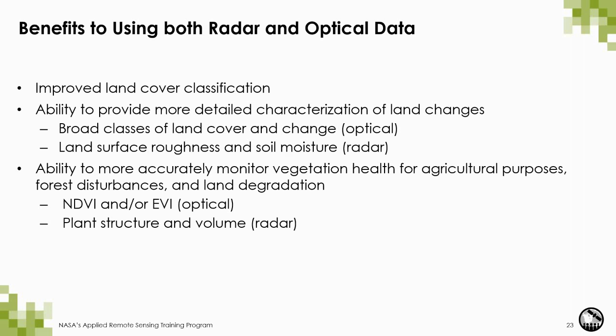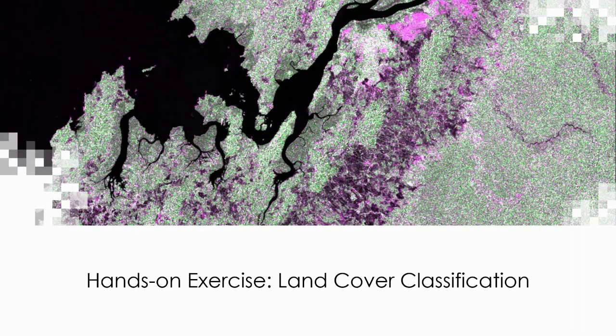Here, vegetation health indices, such as the NDVI we mentioned earlier, can be used in conjunction with plant structure and volume data available from the radar. So these are all things to keep in mind when conducting a land cover classification and monitoring change in your region. So now I'll hand it over to my colleague, Erica Potis, who will be walking you through our Google Earth Engine land cover classification exercise. So over to you, Erica.